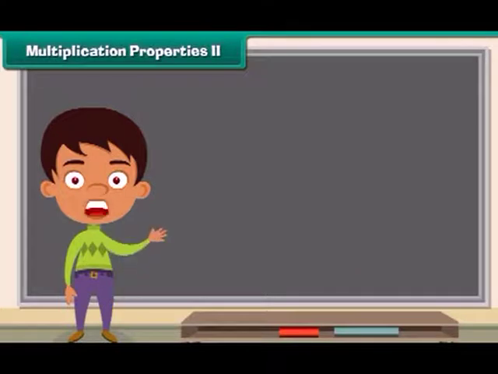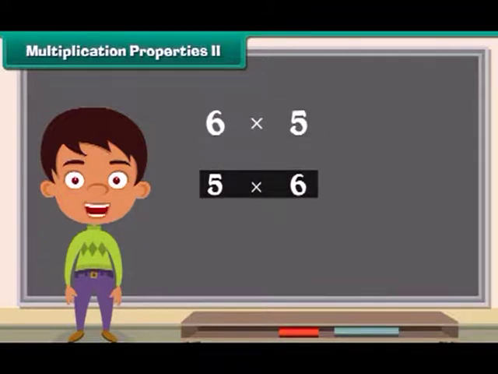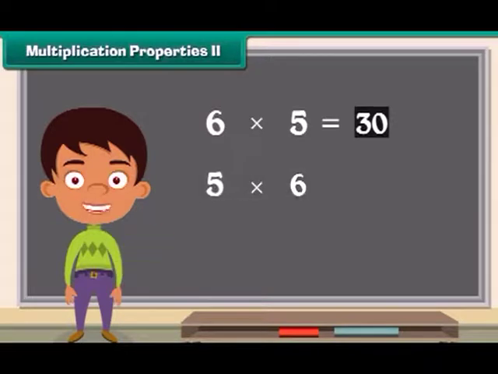Multiplication properties 2. Here is another property of multiplication. Take 2 numbers, 6 and 5, and multiply them. We can multiply these numbers in 2 ways. We either multiply 6 by 5 or multiply 5 by 6. 6 into 5 is equal to 30. 5 into 6 is equal to 30.